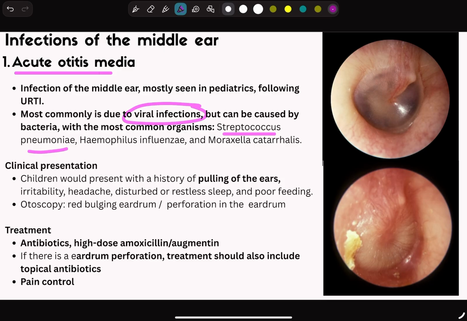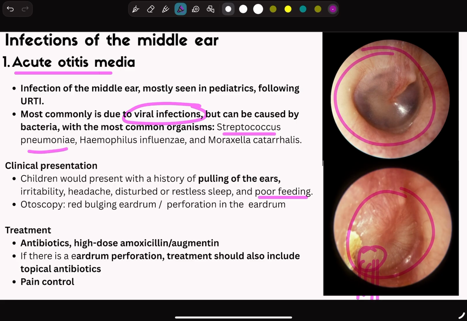Parents will tell you, our kid keeps pulling, tugging at the ear, he's irritable, not really eating properly, and has fever. All of these symptoms indicate there's some infection in the ear. When you examine the ear, you see here a nice grayish, transparent tympanic membrane. But here you can see a bulging, erythematous tympanic membrane, indicating there's a collection inside the middle ear pushing on the tympanic membrane. Sometimes they will present with a hole, and there is draining pus from the middle ear.